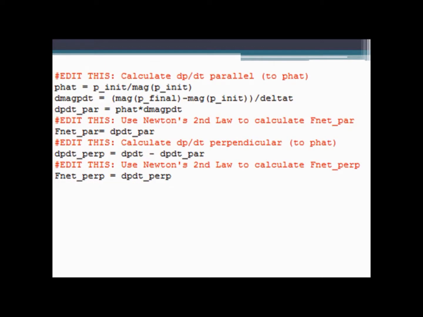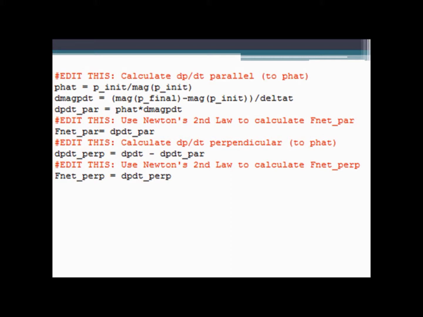The next few lines of code are used to calculate the perpendicular and parallel components of the net force. The parallel component is the magnitude of dp/dt multiplied by p hat. We find p hat by dividing the initial momentum by the magnitude of the initial momentum. The change in the magnitude of the momentum is calculated by subtracting the initial from the final momentum magnitude and dividing that answer by the change in time. Thus, we have the values we need to calculate the parallel component of the net force.